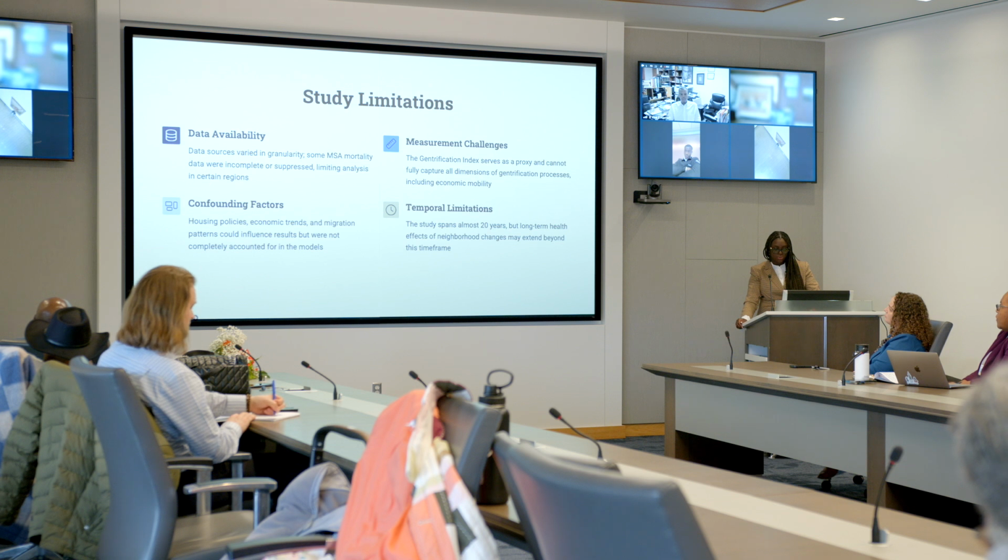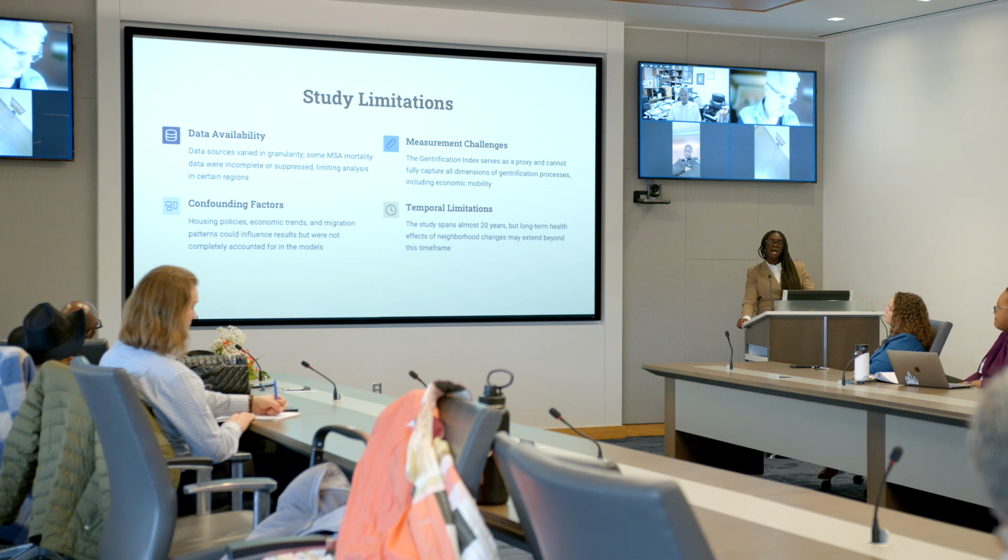For measurement challenges, the gentrification index served as a useful proxy to bunch all the variables together as one and measure it in the adjusted model. But as we know, it does not fully capture all dimensions of gentrification, because gentrification is just complex in general. So the nuances of economic mobility and social dislocation are not included in that measure as a whole and using that proxy. For confounding factors, other variables such as housing policies and migration patterns, specifically when you think about Hispanic populations, may have influenced the results, but were not fully accounted for in this study because it's a quantitative study and not a qualitative study.